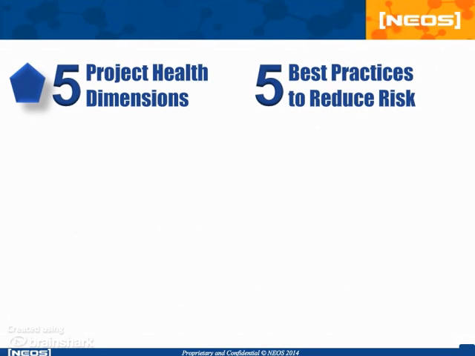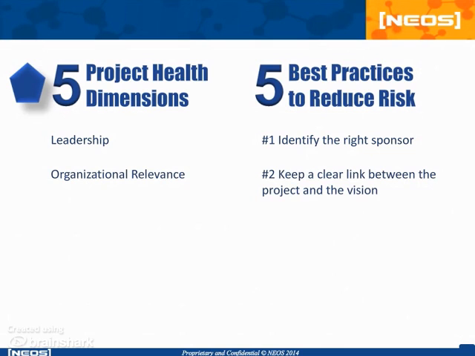So in summary, let's recap the 5 health dimensions you should be focusing on when kicking off a project, and the best practices associated with each health dimension to employ to help reduce risk. First, project health dimension, leadership, and the associated best practice to reduce risk, identify the right sponsor. Next, organizational relevance, and the associated best practice to reduce risk, keep a clear link between the project and the vision.